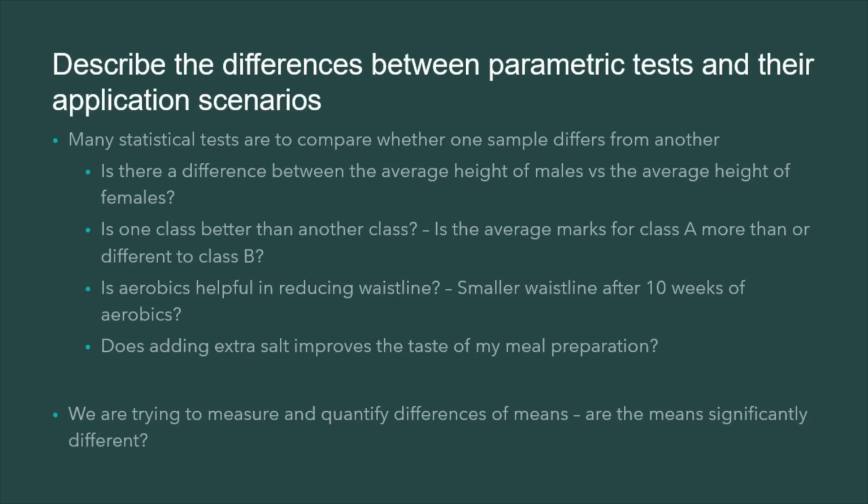How to do this experiment? Perhaps we can have 2 identical recipes, one with normal salt content, another with 10% more salt. Then we have 2 groups of tasters to evaluate and examine their average scores. In other words, what we are trying to do is measure and quantify differences of means. Are the means significantly different? Does the increased salt preparation group give a higher average score than that of the normal salt preparation group?